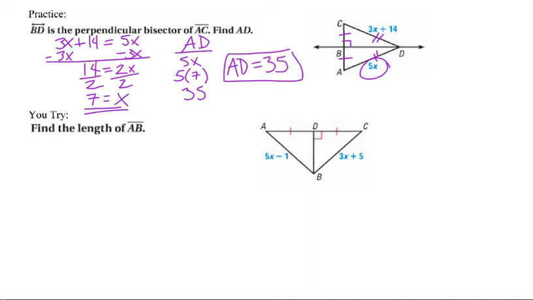Next, I would like you to try this next problem and think through the same process. You can see that DB is the perpendicular bisector of AC, because you see the perpendicular and the congruent segments for the midpoint. So then that tells you something else. Go ahead, solve for x, and then you want to find the length of the segment AB. So you do need to substitute it back in.